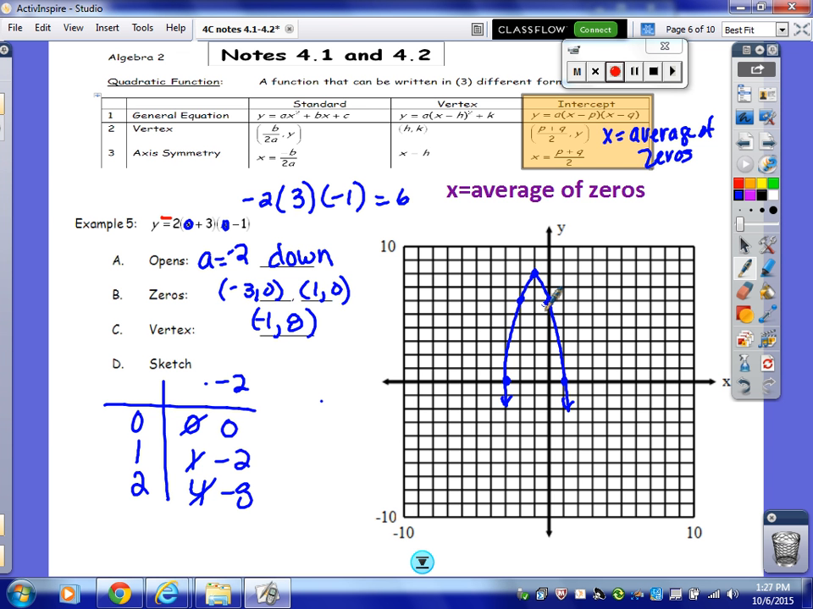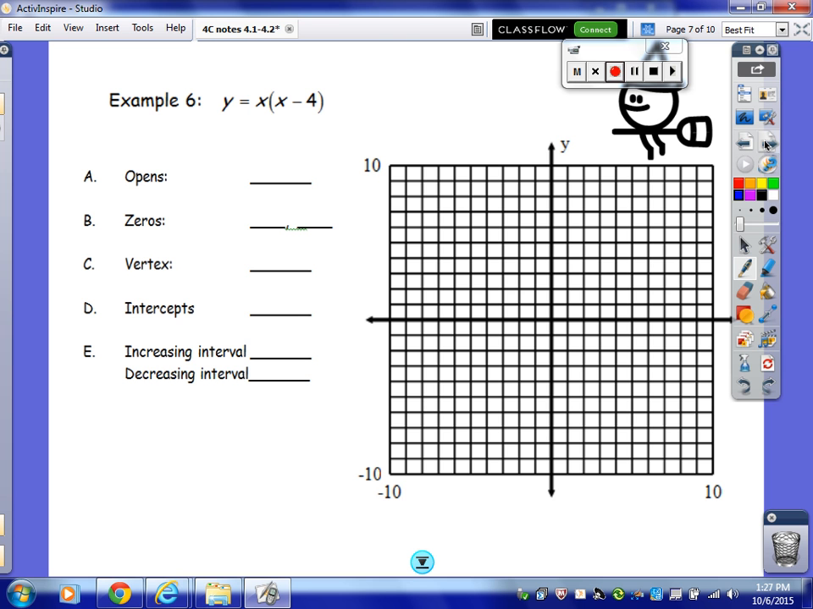All right, so let's look at one more of these. Here again, this is in intercept form. It's got the parentheses and it's been factored. Notice the parentheses are not squared like they are in vertex form. You got to be able to recognize the different forms. Here my lead coefficient is 1, so A is 1, so this one's opening up.